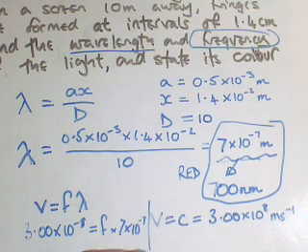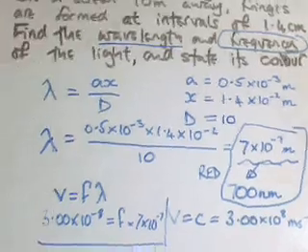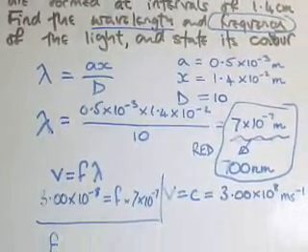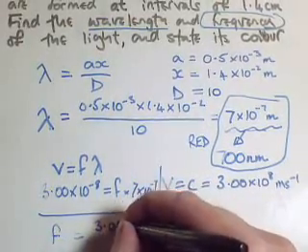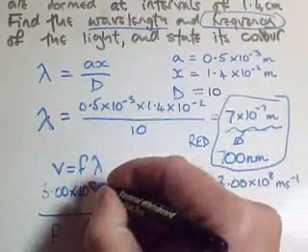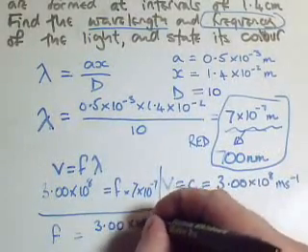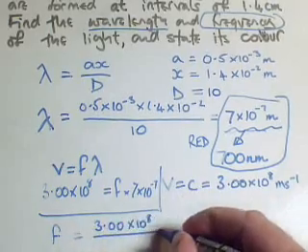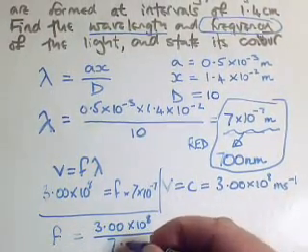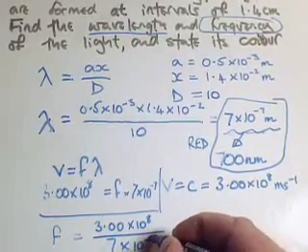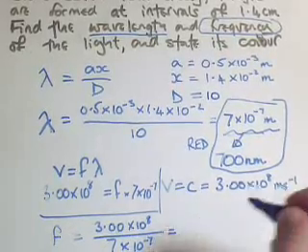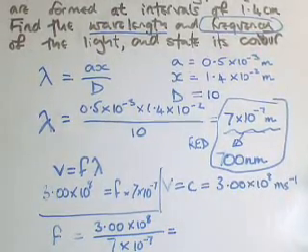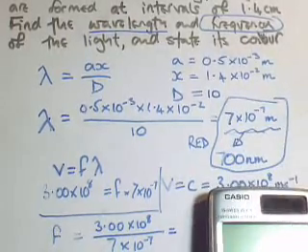Okay, if I want to find F, I'm going down here. So to find F, I have to do 3.00 times 10 to the 8, which is my V, divided by 7 times 10 to the minus 7. Okay, I think I will have to use a calculator for 3 divided by 7, will I?